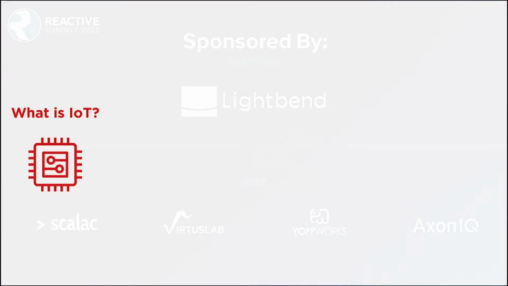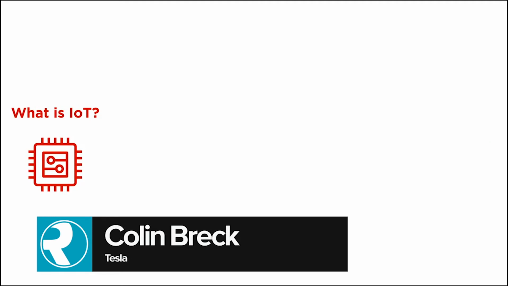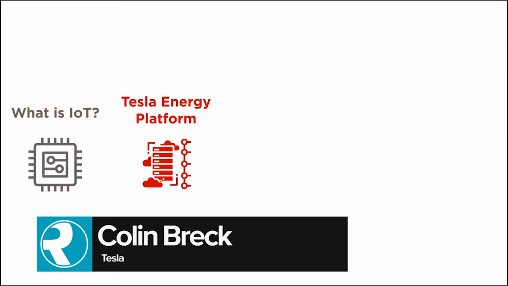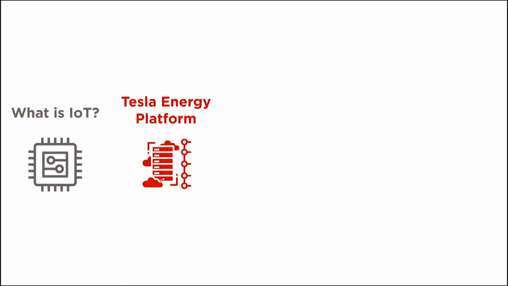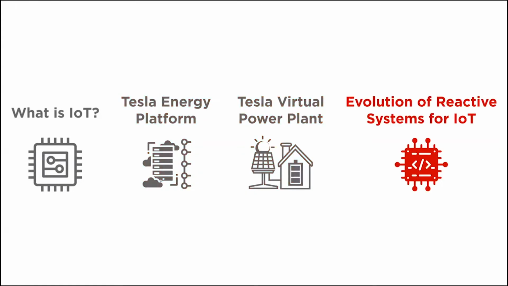Okay, there's four things that I want to talk about today. The first thing I want to do is define IoT, especially through the lens of the systems that I work on. The second thing, I think the principles of reactive systems really shine when applied to IoT. And I want to not just talk about these principles, but highlight them in action by sharing two exemplary IoT systems. The first being the Tesla Energy Platform, and then followed by the Tesla Virtual Power Plant, which builds on top of the energy platform to control thousands of batteries on the power grid.